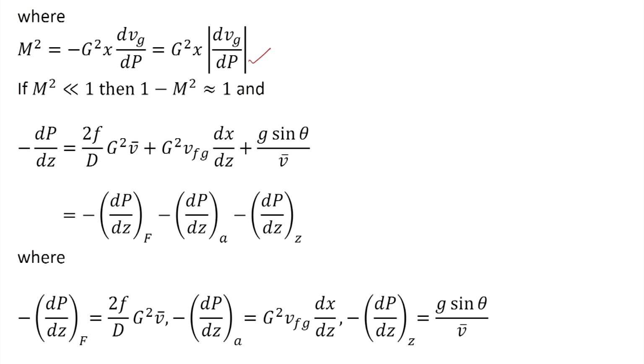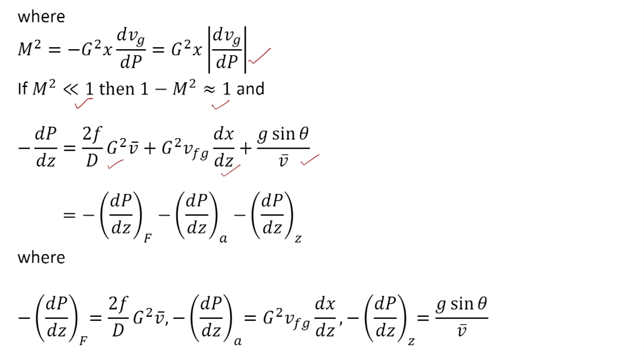Under certain conditions, we can simplify the expression for the pressure gradient. If the compressibility of the gas phase is negligible, which means m square is much less than 1, then m square can be neglected compared to 1, and 1 minus m square can be taken as approximately equal to 1. So, the denominator becomes 1 and we are left with only the numerator, and dP by dz in such case is equal to 2f by d g square v bar plus g square v f g dx by dz plus g sin theta upon v bar.